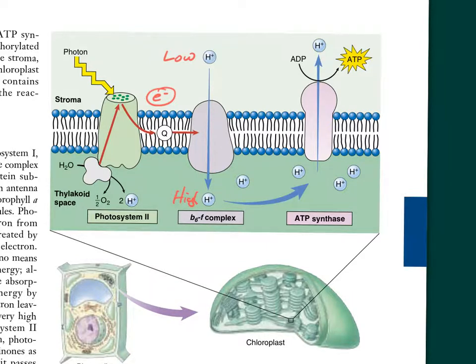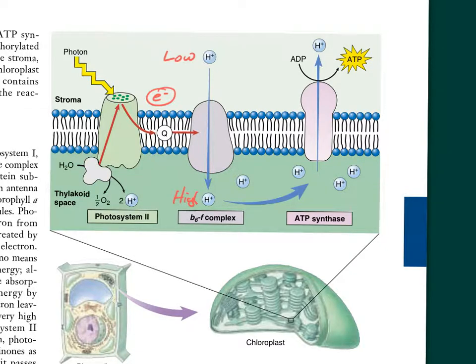So far, we haven't made any ATP. That was all just photosystem 2 and the B6-F complex, right? That's the only thing we're dealing with there. All photosystem 2 did was produce oxygen and get a high-energy electron. And in combination with this complex, it got the hydrogen ions to go from low to high. That's it. Do you see photosystem 1 drawn here at all?